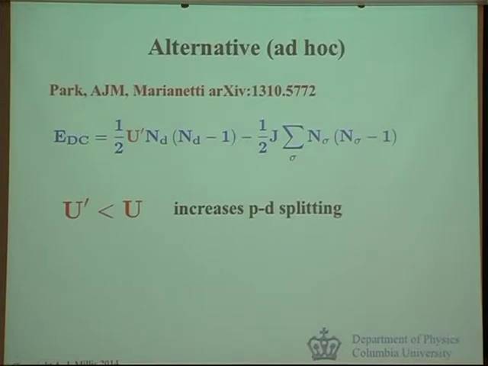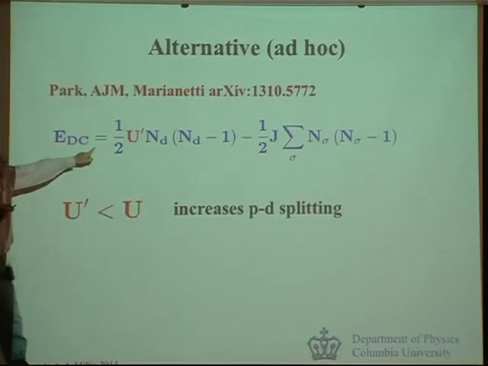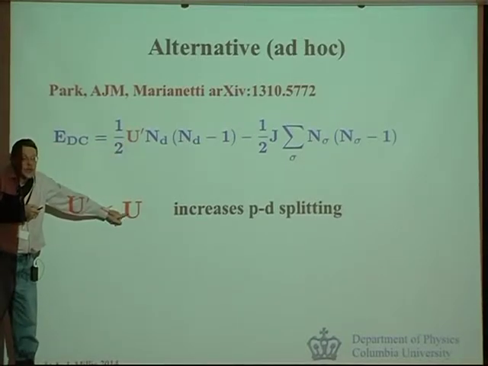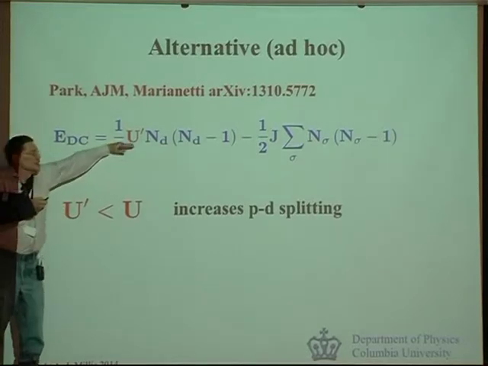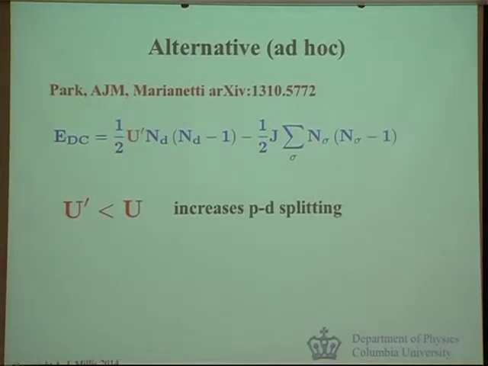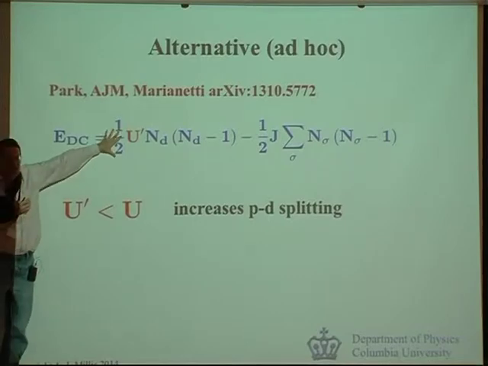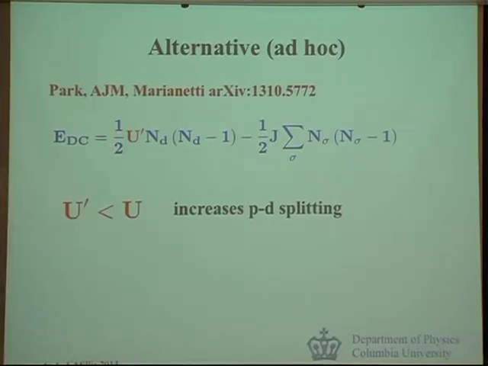Now, there's an alternative ad hoc approximation, which Hyowon Park suggested, and we have used it in this paper, which I'm going to explain for a minute. It looks like I'm going to run over by 1 or 2 minutes. So take the standard double counting form, and instead of using the interaction U, which you would normally have, use a different value, U prime. If you make this U prime less than U, then the double counting shift is a little smaller than the Hartree shift you started with. So it has the effect of increasing the PD splitting. But it's also good because it's an interaction. So in particular, it has this key factor of a half.